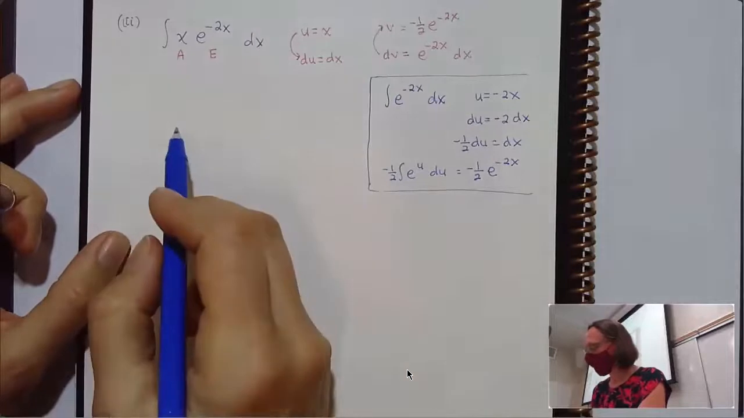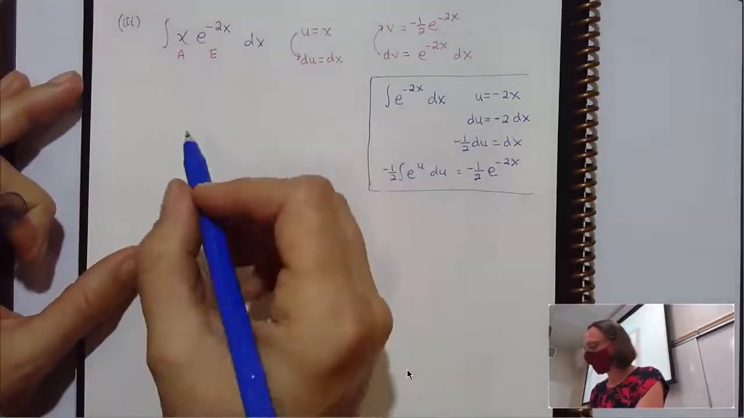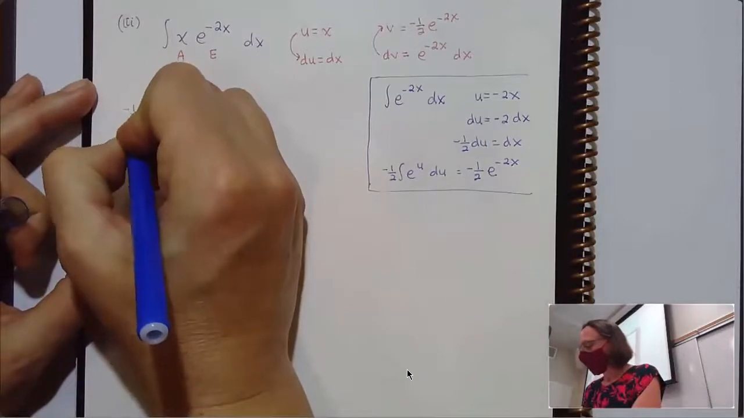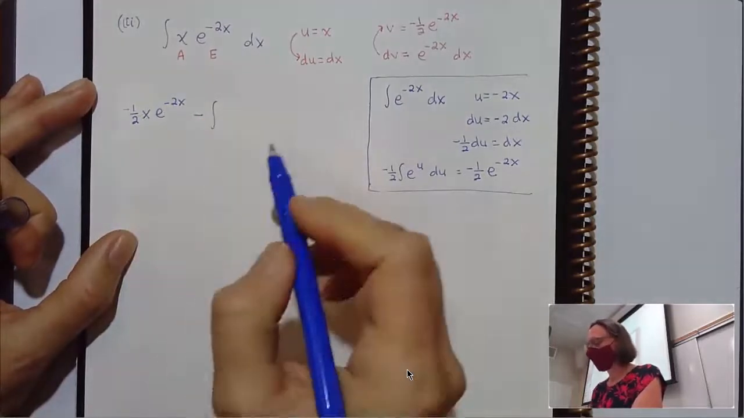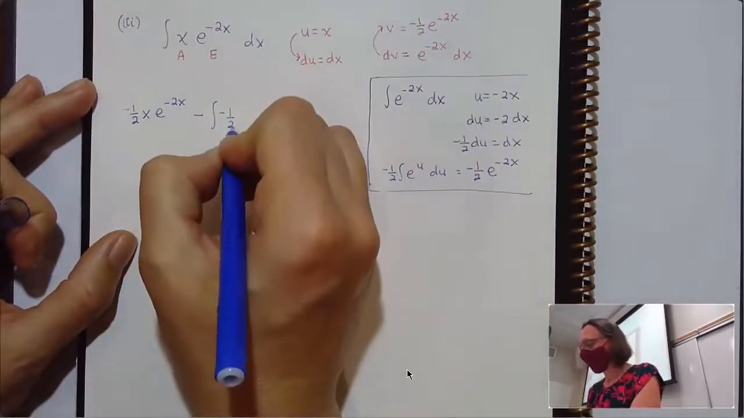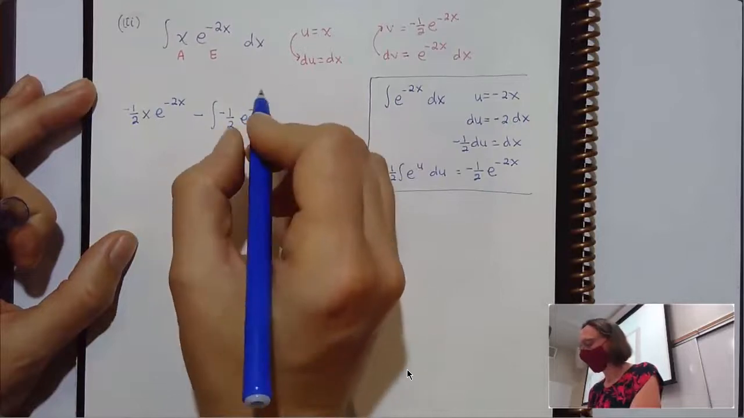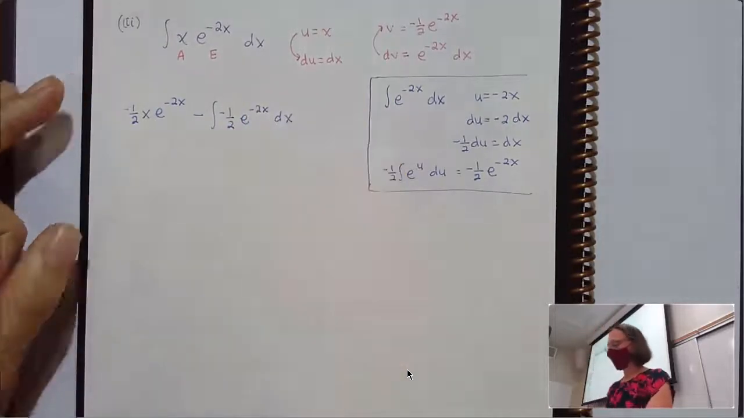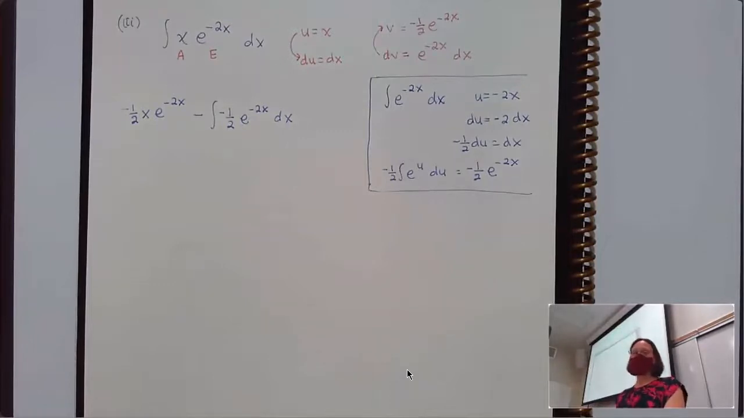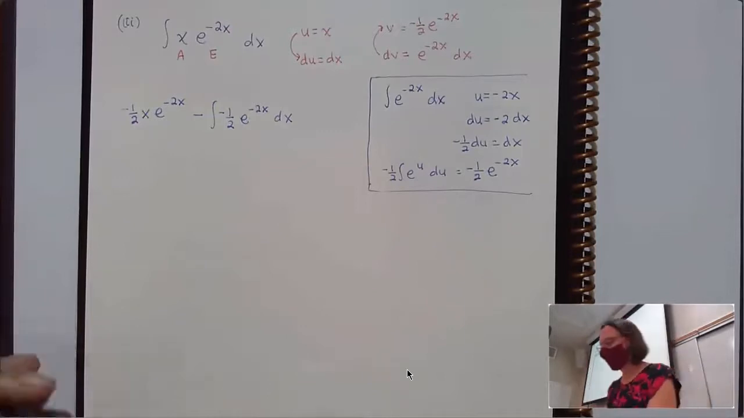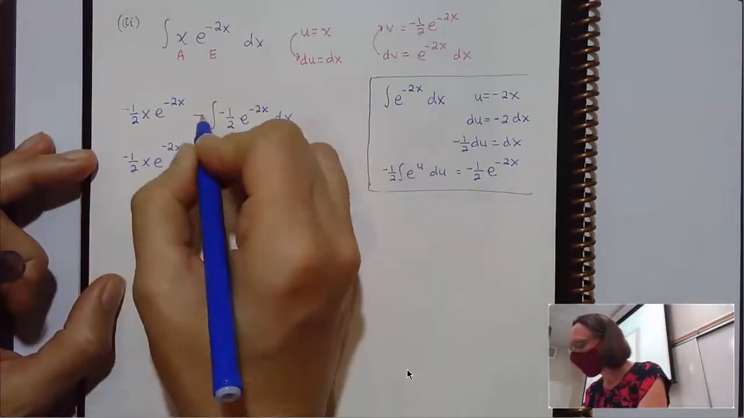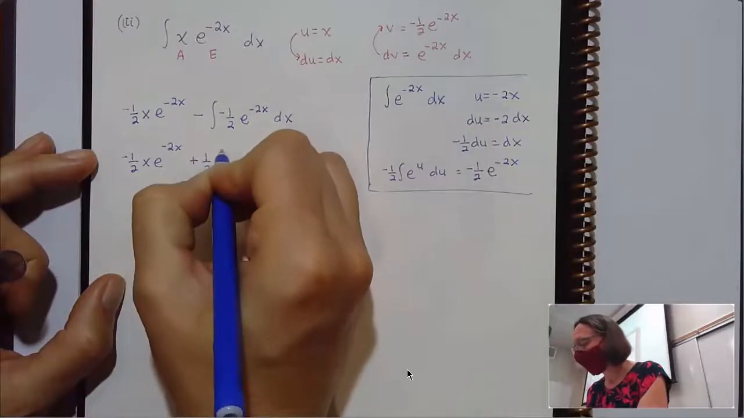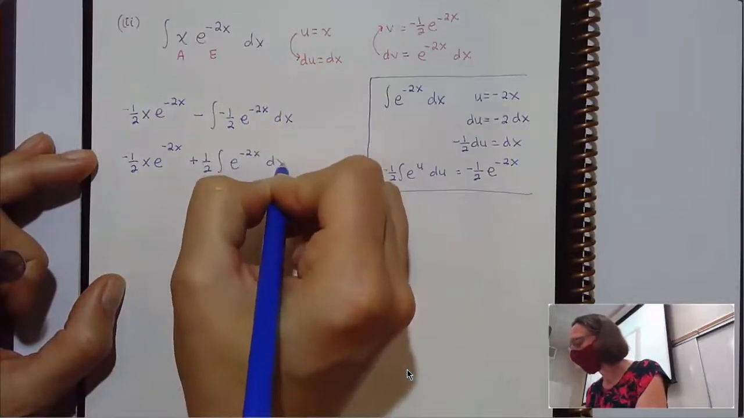So if we move on here to have u times v, we'll end up with negative 1/2 x e to the negative 2x minus the integral of v du, negative 1/2 e to the negative 2x dx. I always like to pause at this point, clean up all my minus signs, move numbers out in front. So I would write this as negative 1/2 x e to the negative 2x. Minus a minus would make that plus 1/2 the integral of e to the negative 2x dx.